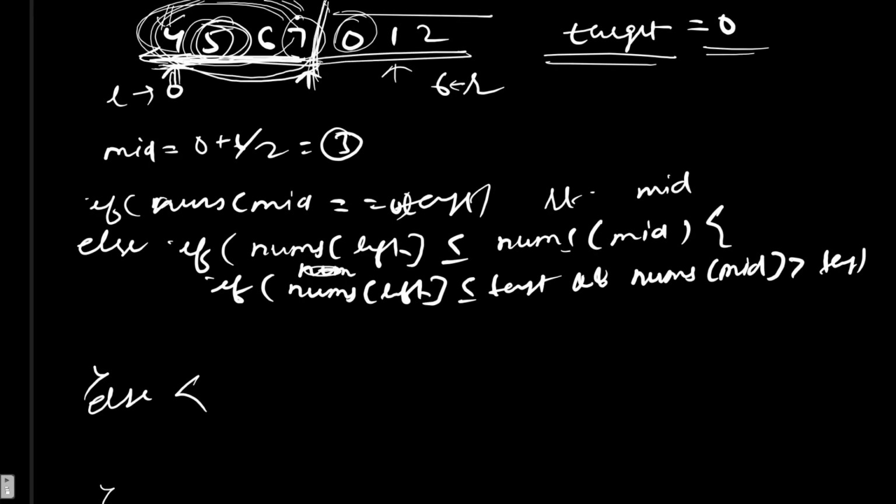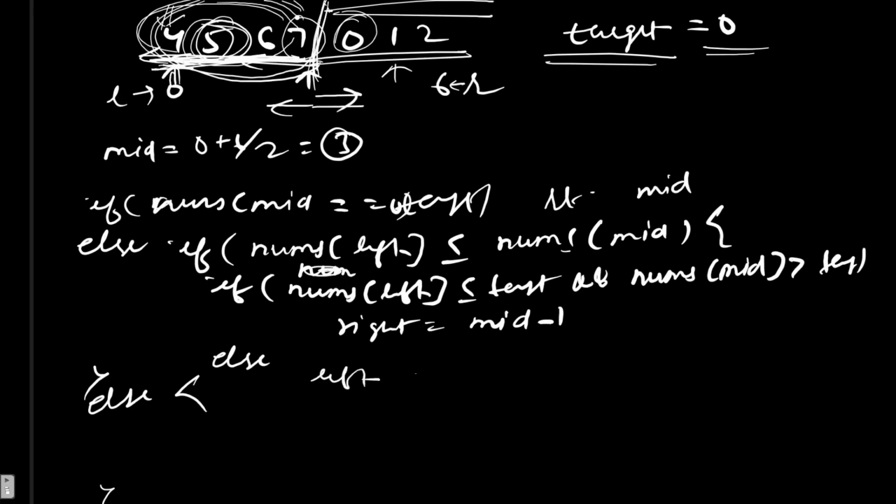Okay, so if this condition is true, that means our target will be somewhere in the left part, so we can go towards left. For that we have to do right equal to mid minus 1, and then we eliminated this right part. And if this condition is not true, that means our target is not present in our left part. So in that case we have to go towards right. How can we go right? We can go right by doing left equal to mid plus 1. So left will become mid plus 1, and right is, as you can see, 6.